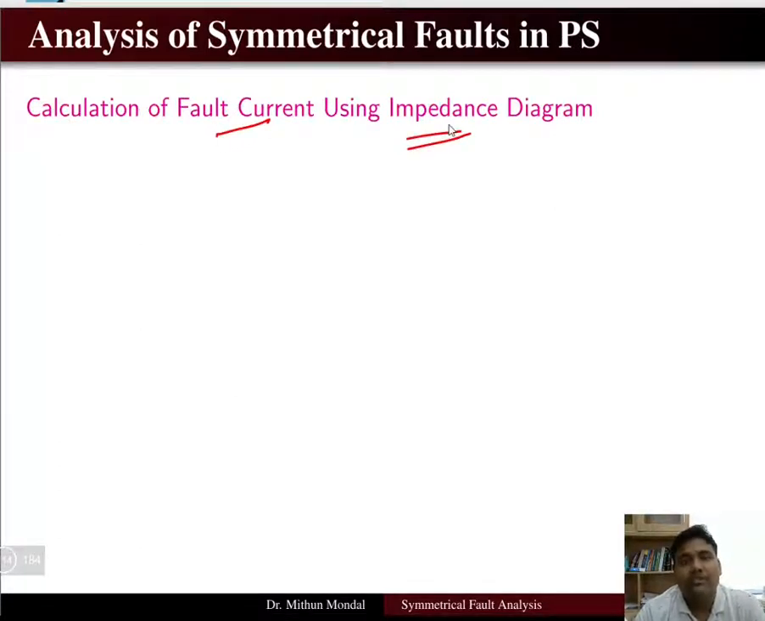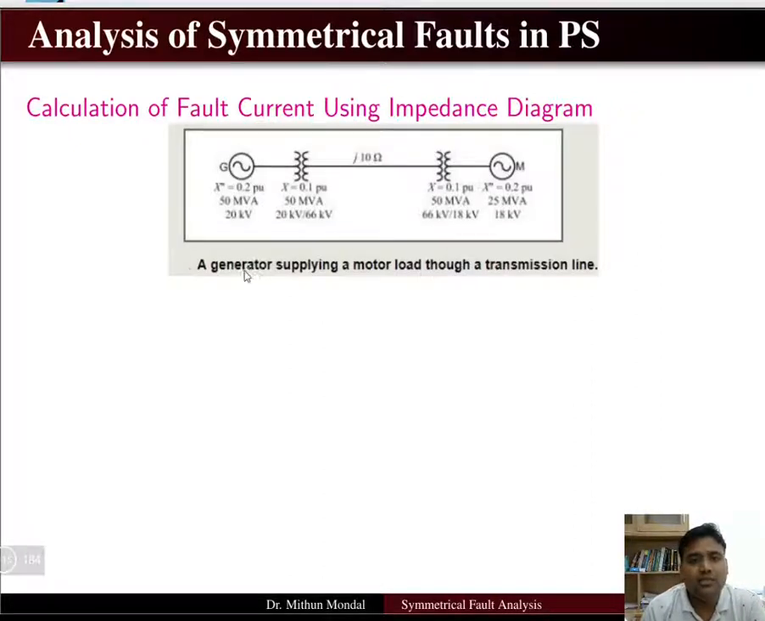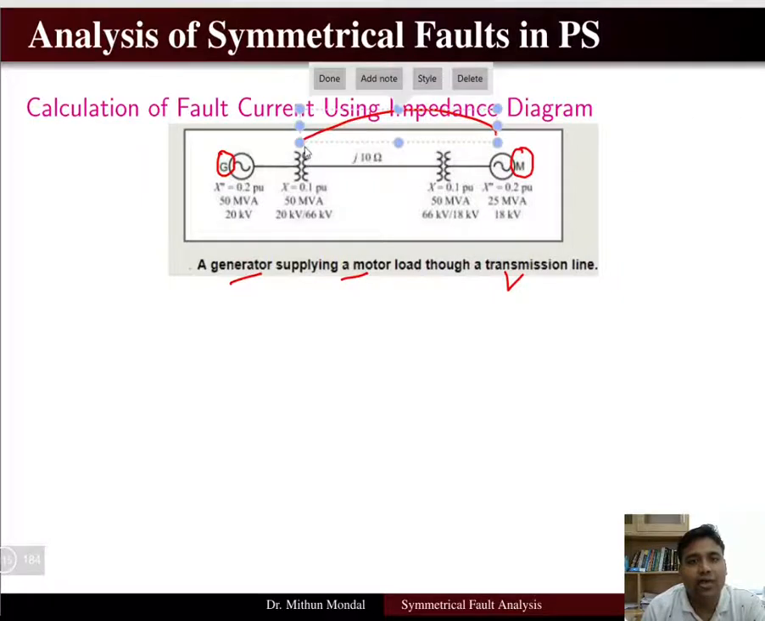If we have any single line diagram of a power system, then from there we can draw the impedance or the reactance diagram. So we will draw the impedance diagram of a single line diagram. Consider the single line diagram of a power system where a generator is supplying a motor load through a transmission line. So here we have a generator which is supplying a motor through a transmission line, and you have a transformer connected at both ends.